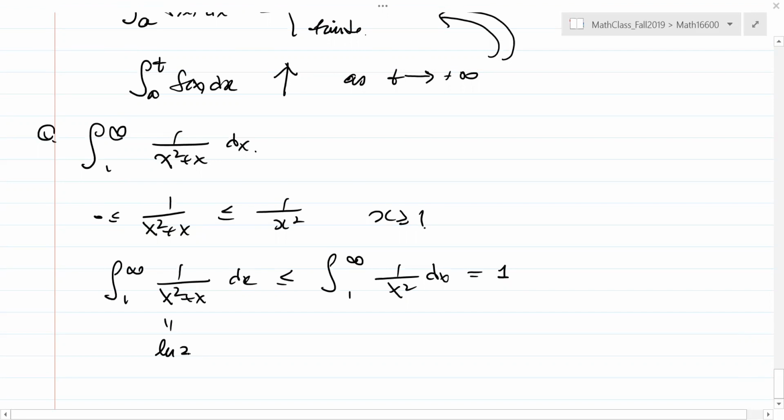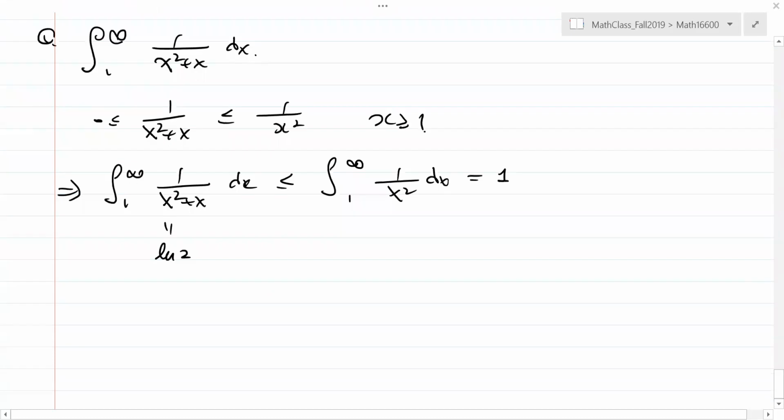So this implies you have this. If you don't want to know the exact value, then you get a rough estimate using this. Why do we need this estimate?